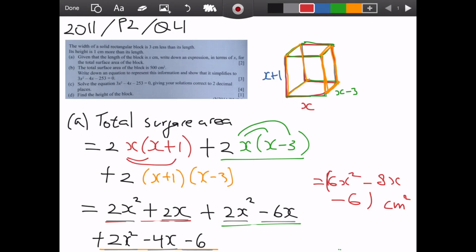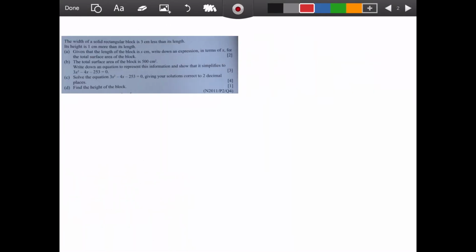Alright, let's go to part B right now. So part B is the total surface area of the block is 500 cm squared. Write down an equation to represent this information and show that it simplifies to 3x squared minus 4x minus 253 equal to 0. So you just write down, this is part B.